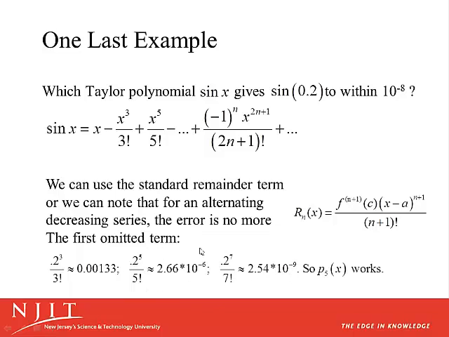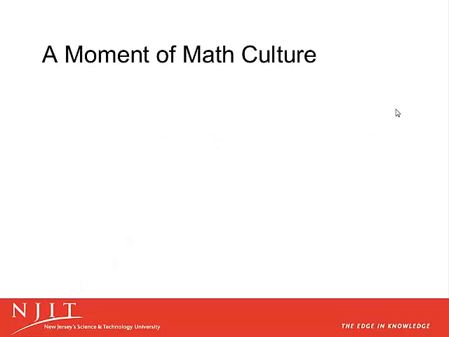Therefore, the term through the 5th power will give us an error of less than 10 to the minus 8th. So to compute sine of 0.2, we can get a very good estimate using 0.2 plus 0.2 cubed over 3 factorial plus 0.2 to the 5th over 5 factorial. And we know that that answer will be within 10 to the minus 8th of the exact answer.